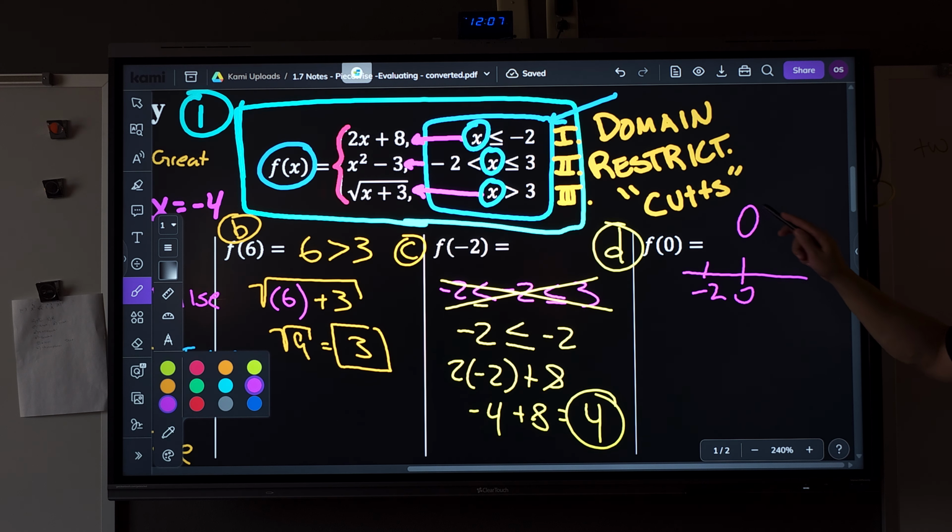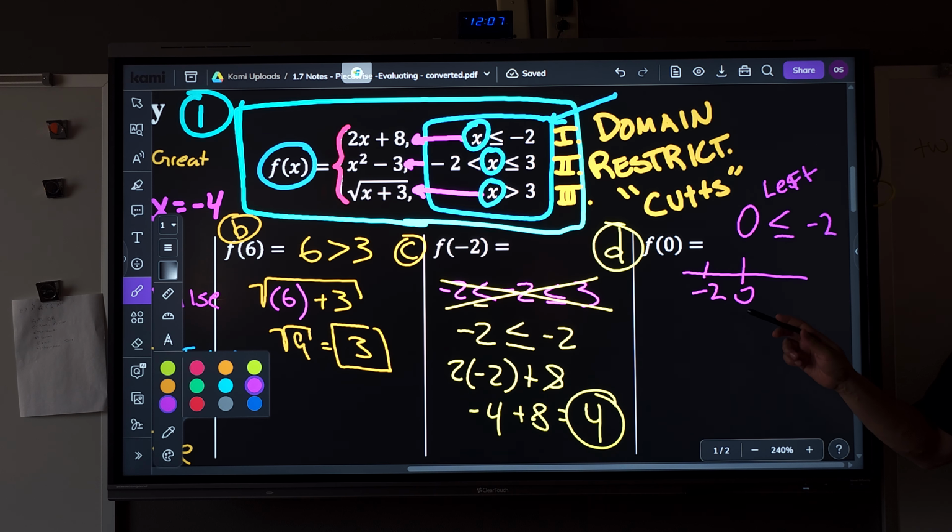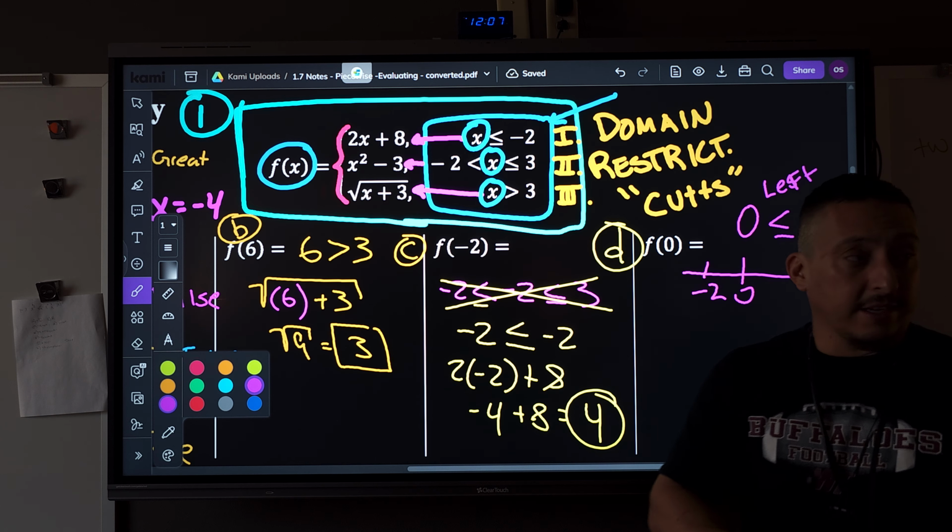This reads 0 should be to the left because that's less than -2. So is this 0 to the left of -2? No, it would be to the right, right? So that's how you test it, okay, if you're not sure.